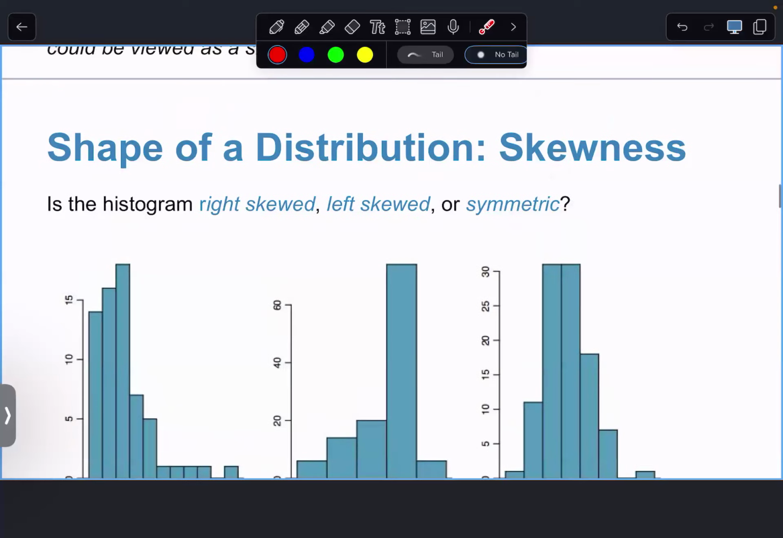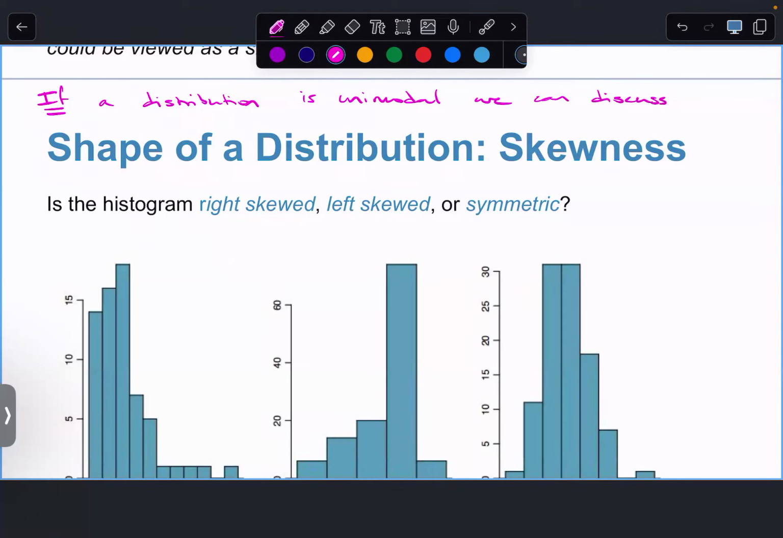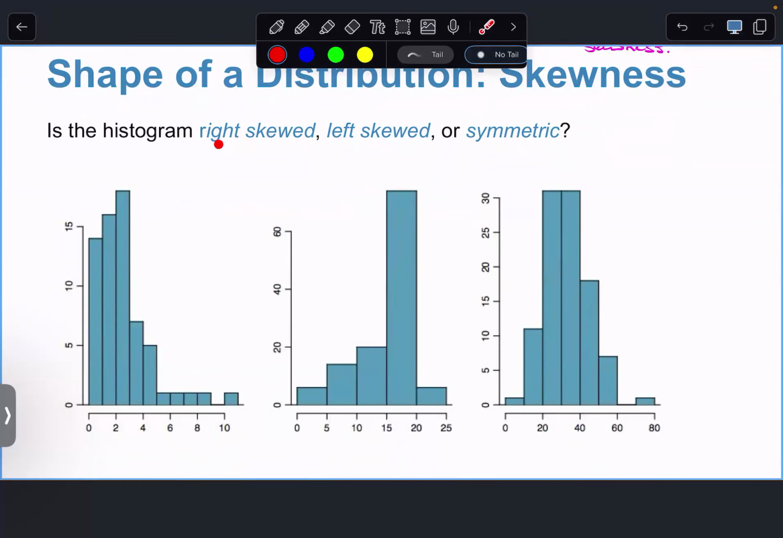If a distribution is unimodal, meaning it only has one mode, then we can discuss skewness. We know words like askew, meaning kind of off to the side. And so skewness is exactly that, where we've got this kind of skew in our distribution. Our options are going to be right skewed, left skewed, or symmetric. Okay? Symmetric about the mode.